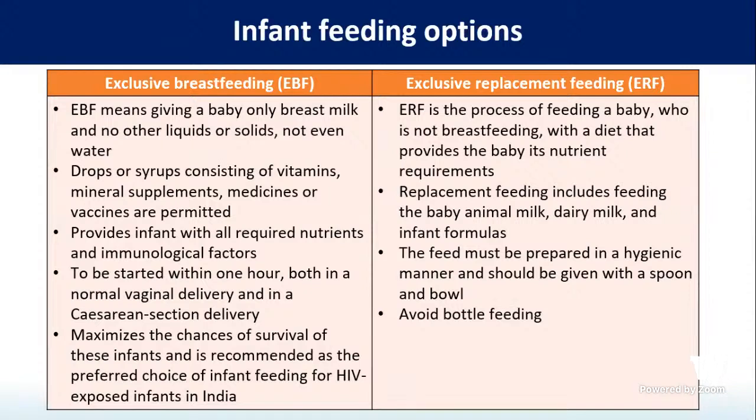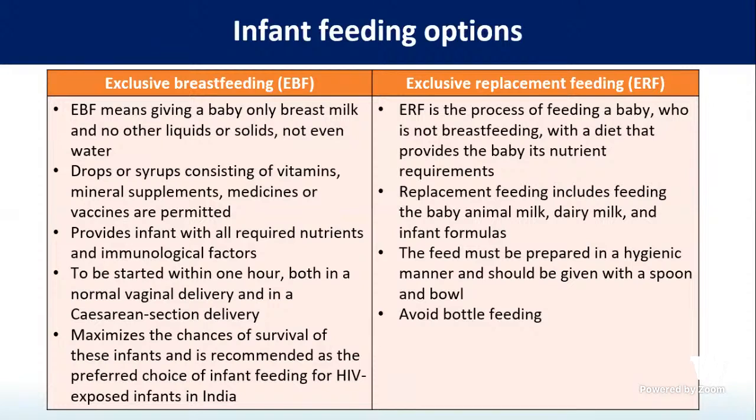Exclusive breastfeeding, and nothing else, should be started within the first hour of birth, both in normal vaginal delivery and in cesarean section. It maximizes the survival chances of HIV exposed infants and is the preferred choice for HIV exposed infants in India.